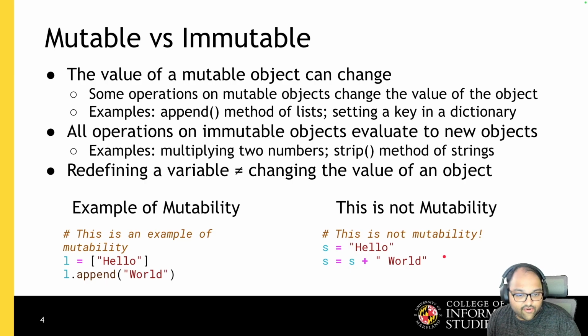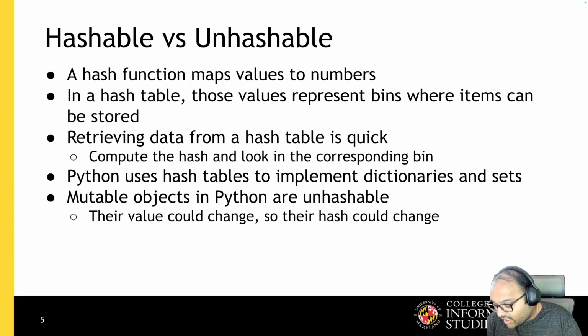This is true immutability. Redefining a variable does not equal changing the value of an object. It is actually redefining it, so it's creating a new instance of that object with the same name, effectively. All right, and then hashable versus unhashable.